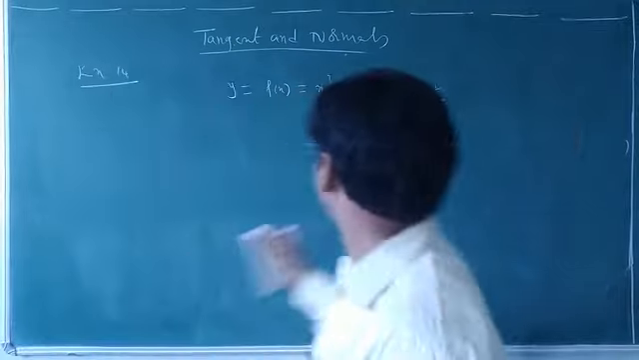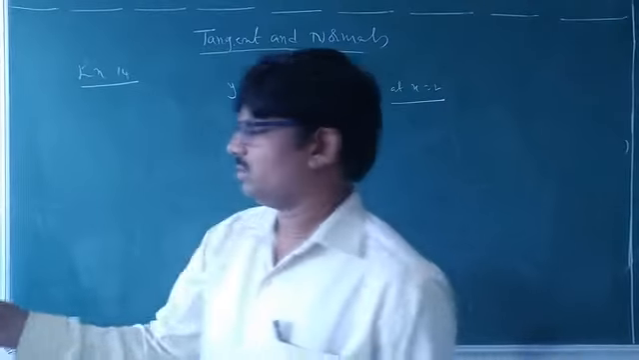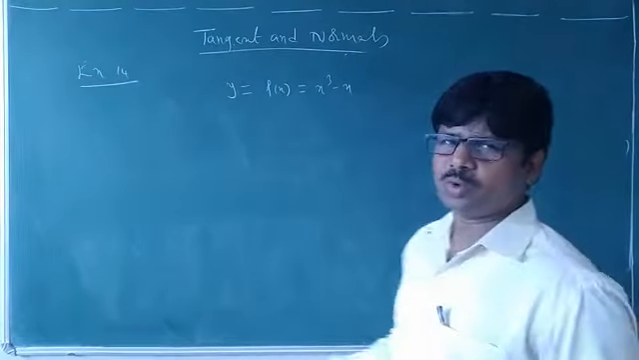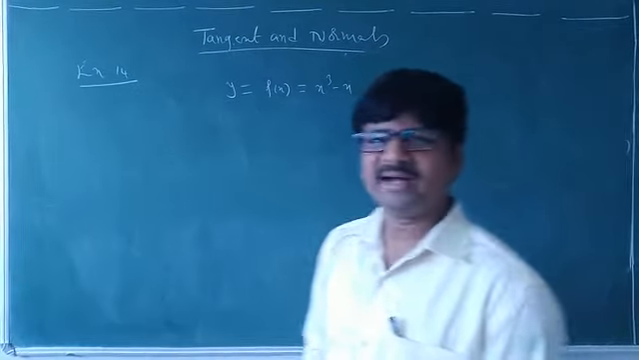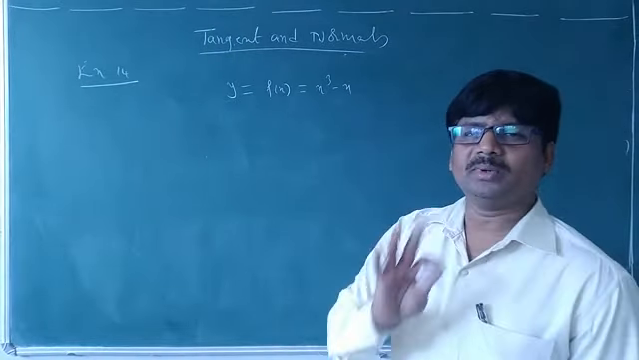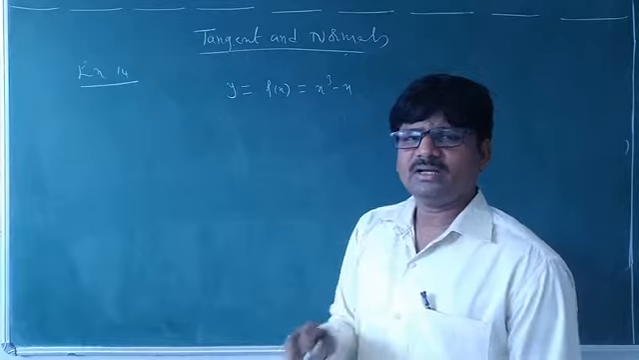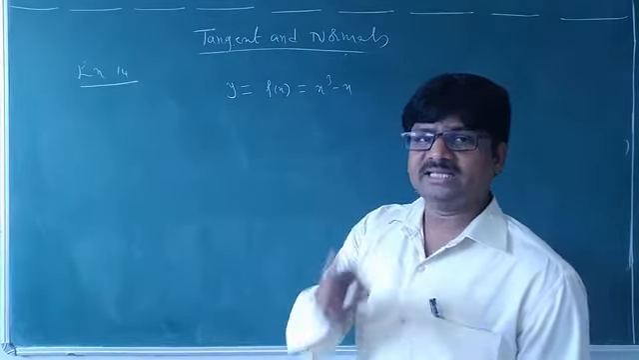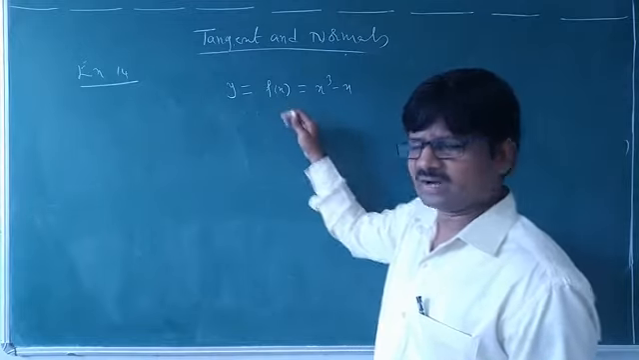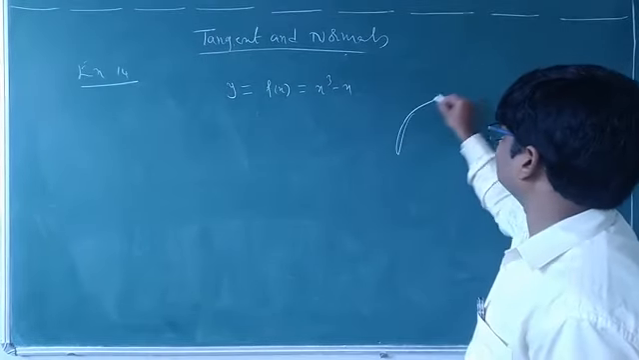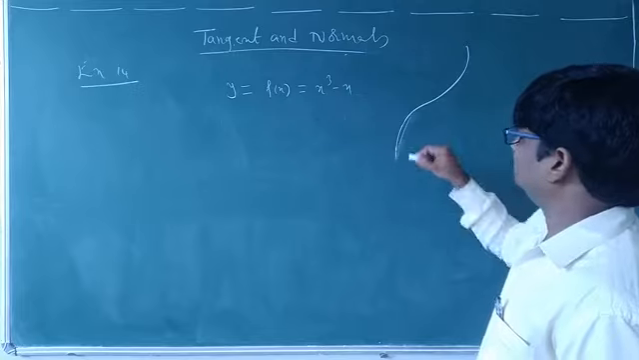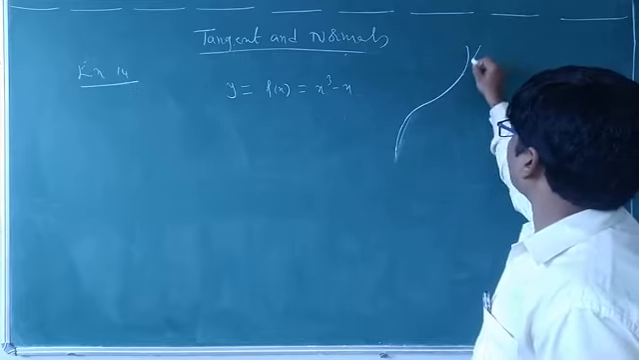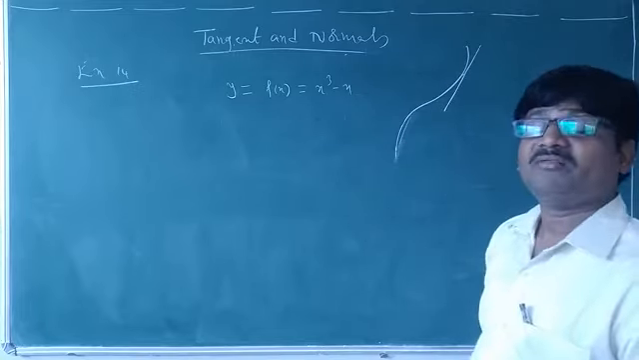Just what is being asked here? Listen carefully. Find the slope of the tangent of this curve. If you try to draw the curve of this one, something like this you will get. For this curve, at some point, the slope of the tangent is being asked.